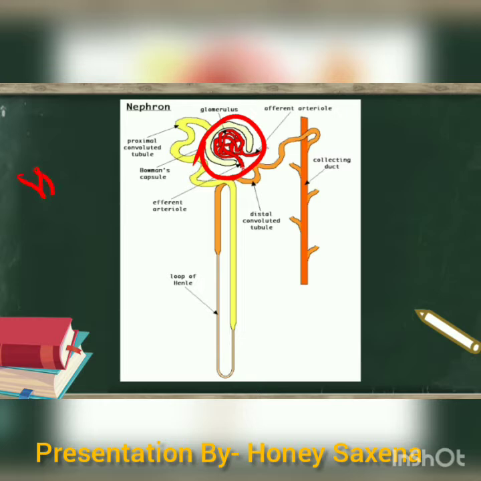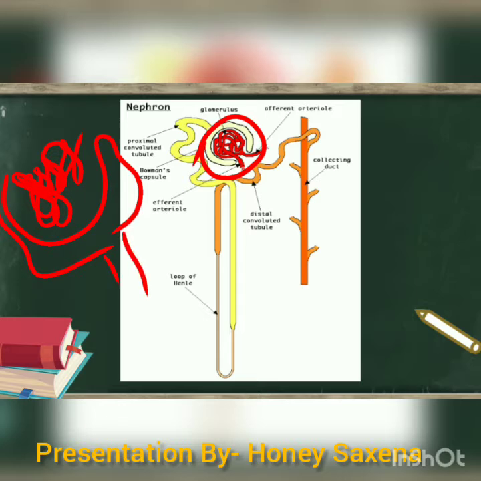See, this tiny network of blood vessels or capillaries is called glomerulus, and this cup-shaped structure is called Bowman's capsule. So the renal corpuscle is composed of tiny blood capillaries called glomerulus, surrounded by a cup-shaped structure called Bowman's capsule. Now this Bowman's capsule leads into this entangled tube-like structure, which is called PCT. PCT means proximal convoluted tubule.